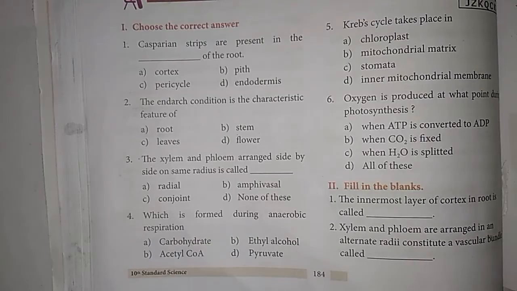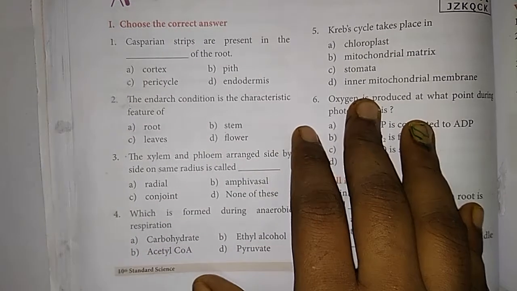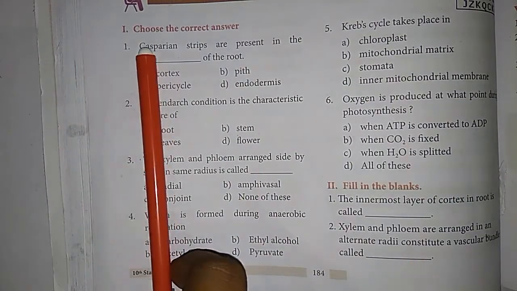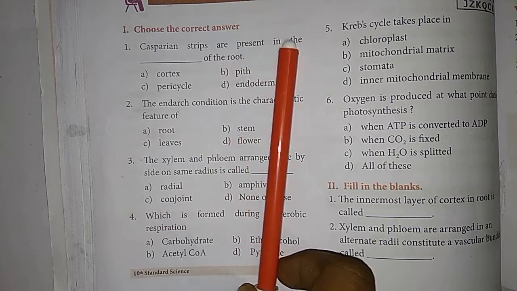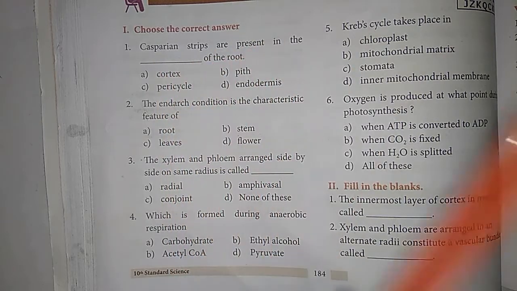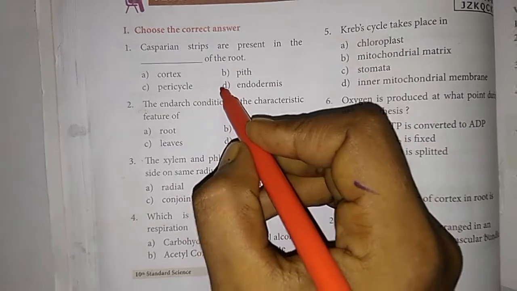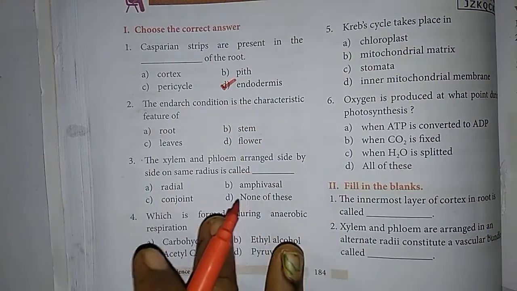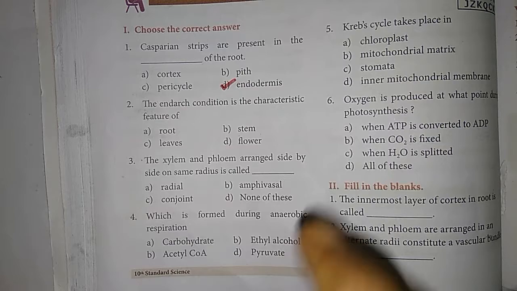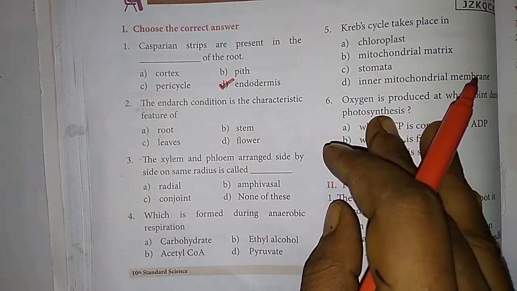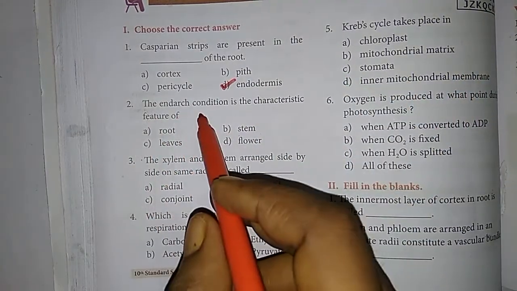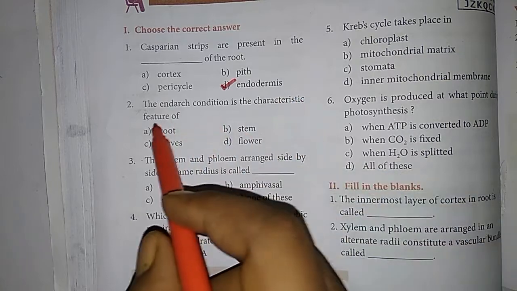Choose the best answer. Casparian strips are present in the dash of the root. They are present in the endodermis. We already discussed that, right? We are just going to mark the question answer only. And next one, the second one is the enlarged condition is the characteristic feature.